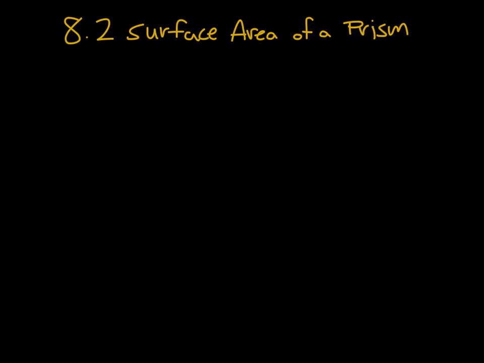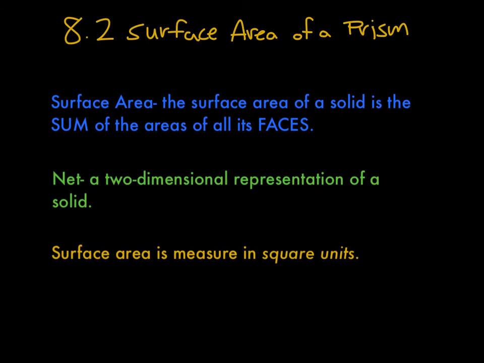8.2 Surface area of a prism. There are two key vocabulary words to know, and one little sentence that is really important throughout this section. So surface area. Surface area of a solid is the sum, which we all know is when we add stuff, the sum of the areas of all of its faces. And that is a key term from last section.